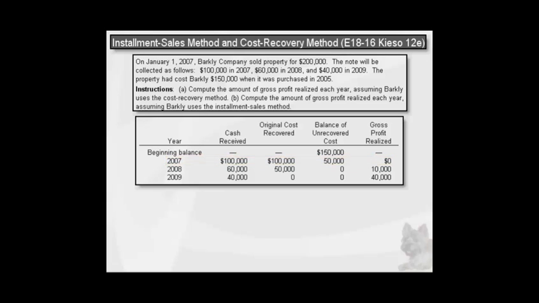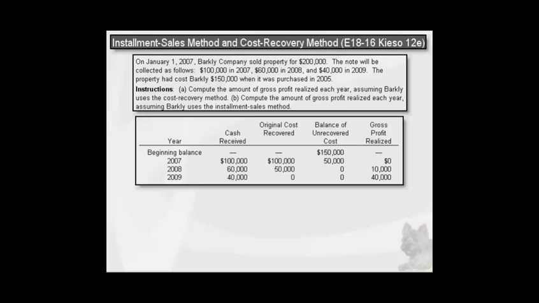Then in 2008 we received $60,000 of cash. Since we had another $50,000 yet to recover, then we can record the first $10,000 of the gross profit. Then in 2009, when we receive the last $40,000, we can record all of that as the gross profit, since at this point we've already recovered all of our cost in the property. And that's how we would approach Part A. So the answer is 0 for 2007, 10,000 for 2008, and 40,000 for 2009.